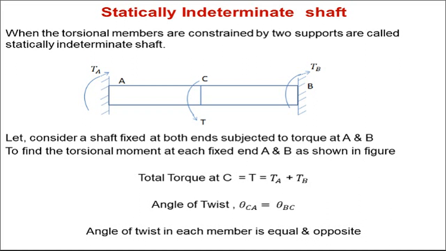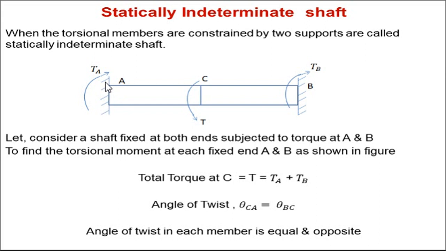Here in this slide you can see that there is a shaft AB. At the center there is a torque applied, and that total torque is a combination of the torques at both ends. Both ends of this shaft are constrained, or fixed. So that's why this particular shaft is considered an indeterminate shaft.